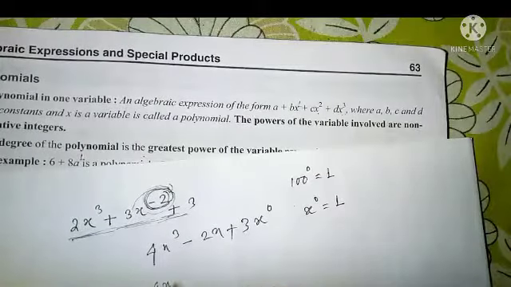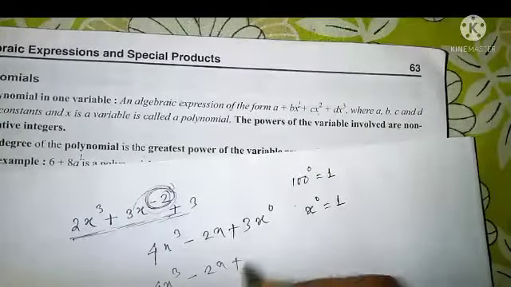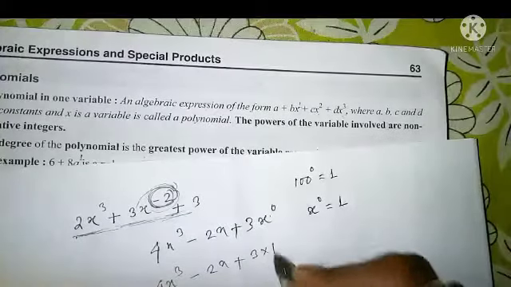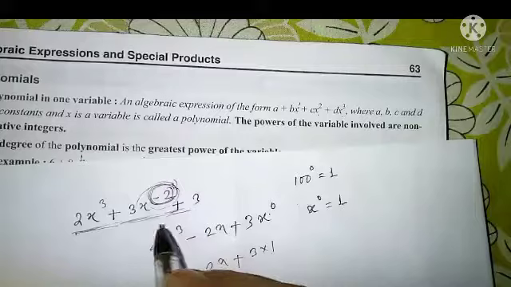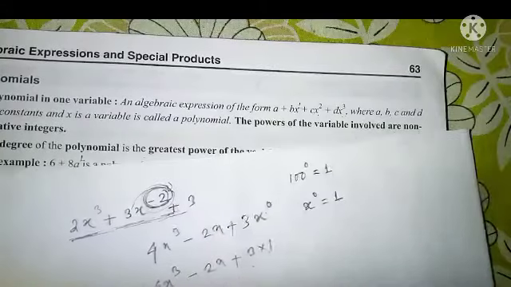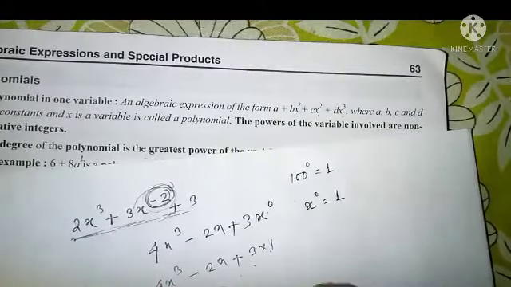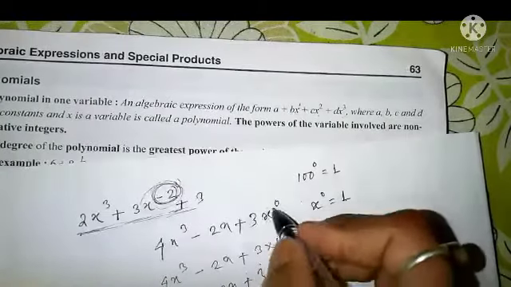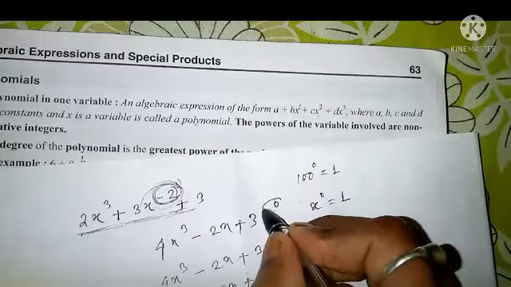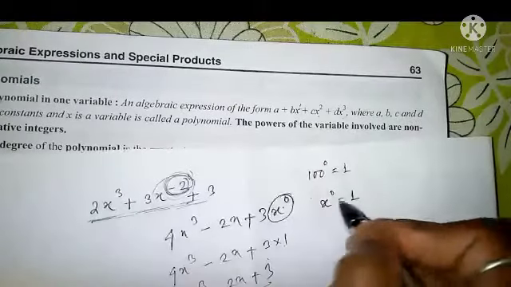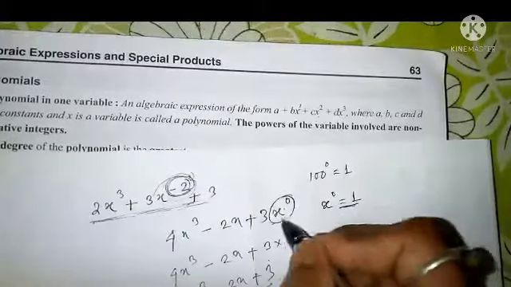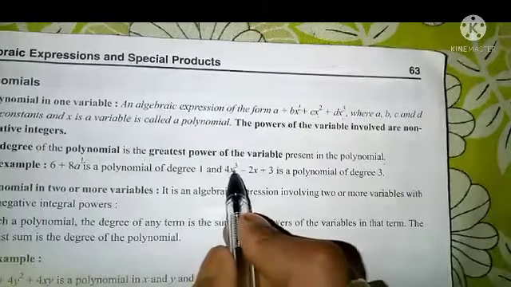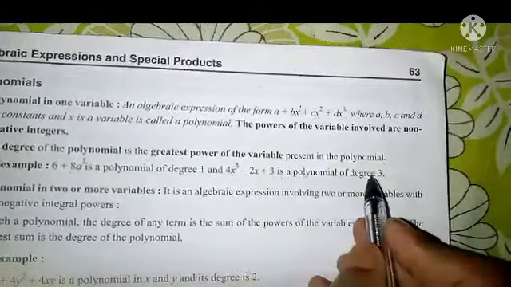Now see here, this is your 4x cube minus 2x plus 3x naught, and what does x naught mean? It is 1. Now 3 into 1 again gives us 3. That means there is no change between these two. At the end I can write 4x cube minus 2x plus 3. See, there is no change. This x naught gives us 1, so that's why we're not writing this x naught here. Now in this case the degree of this polynomial is 3.